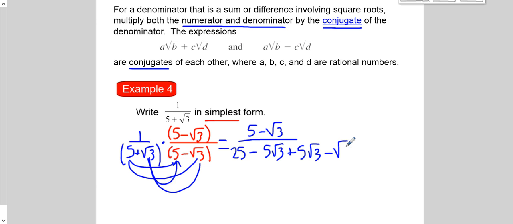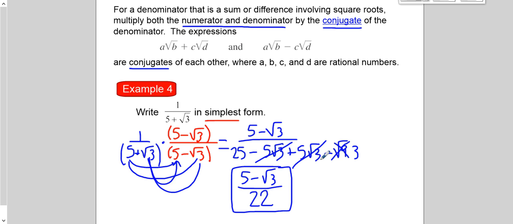That's negative rad 9. Oh, but the square root of 9 is 3. So we have 25 minus 5 rad 3 plus 5 rad 3. That makes a 0. And then we have 25 minus 3, which is 22. So we get 5 minus rad 3 over 22. We rationalize the denominator by multiplying the numerator and denominator by the conjugate of the denominator. Now it's in simplest form.